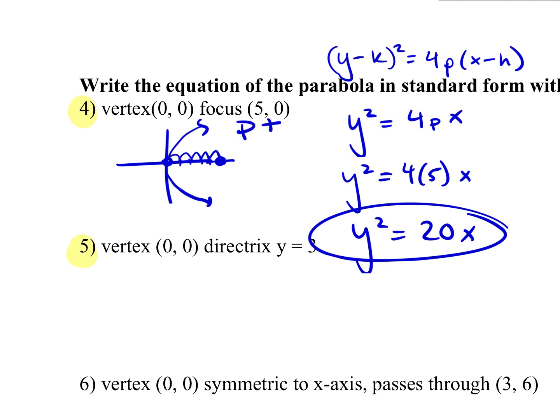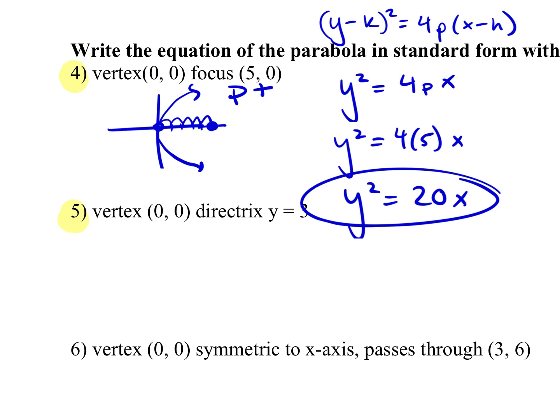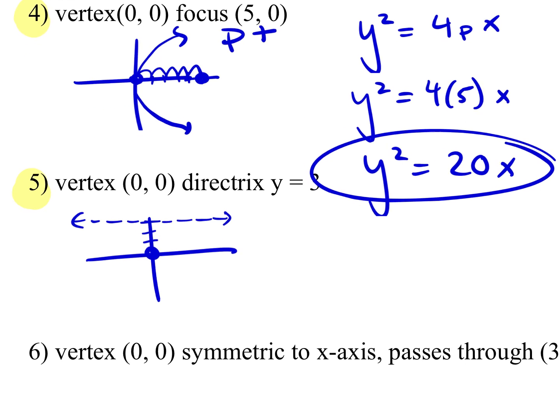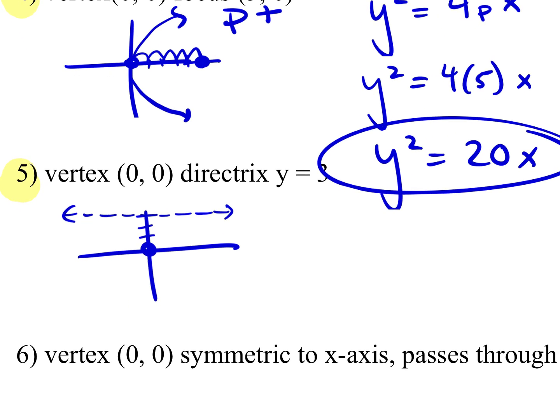So p is the distance from the vertex to the focus. It is also the distance from the vertex to the directrix. So let's look at number 5. So our vertex is at 0, 0. Directrix is at y equals 3. So I'm going to go to 3 on my y-axis. Put a line there. So our parabola opens away from the directrix. So our parabola is now going to open down.